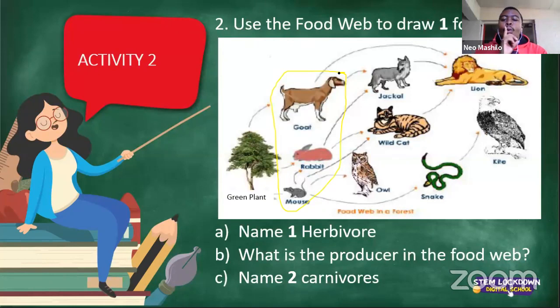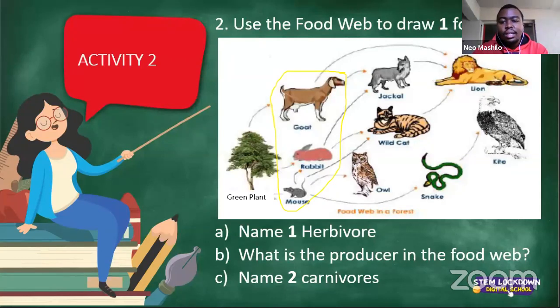Number 2, what is the producer in the food web? Which one is the producer? Yes, Nakolo, well done. It's the tree, the tree is the producer. And lastly, name 2 carnivores in this food web of ours. Okay, an owl, a lion.